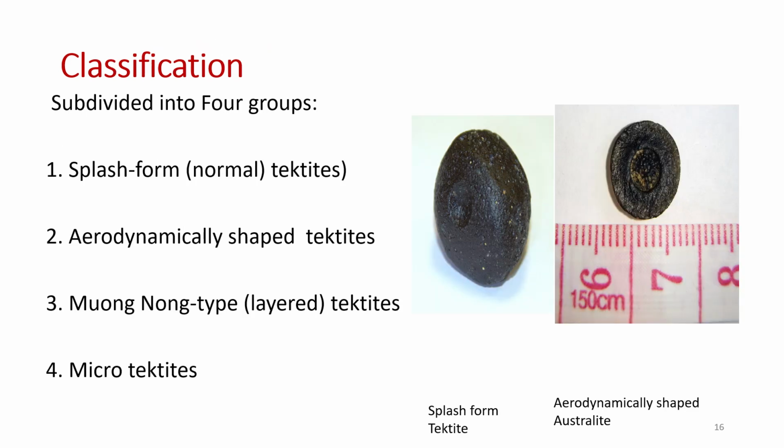Coming to the classification, these tektites can be subdivided into four groups. Number one, splash form, also known as normal tektites. Number two, aerodynamically shaped tektites. Number three, Muong Nong type or layered tektites. And number four, microtektites. In the figure, you can see splash-form tektites and an aerodynamically shaped australite.